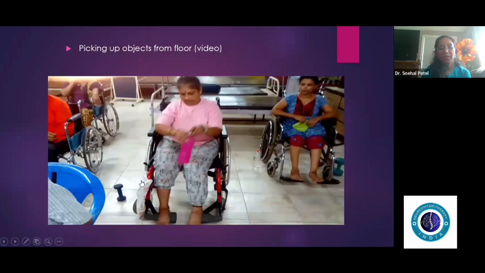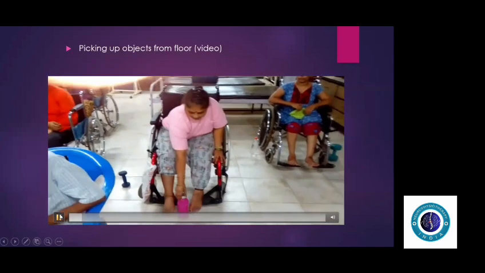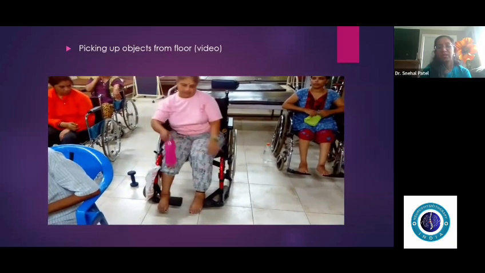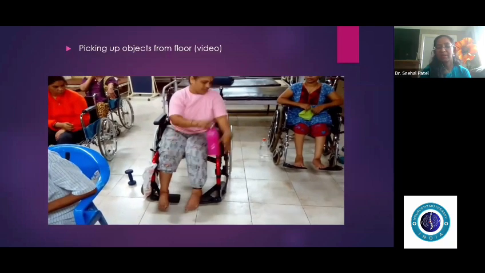So picking up the object from the floor, first you can work with light-weighted objects from the front and from the sideways. And after that, you can give the heavy objects like the dumbbells.